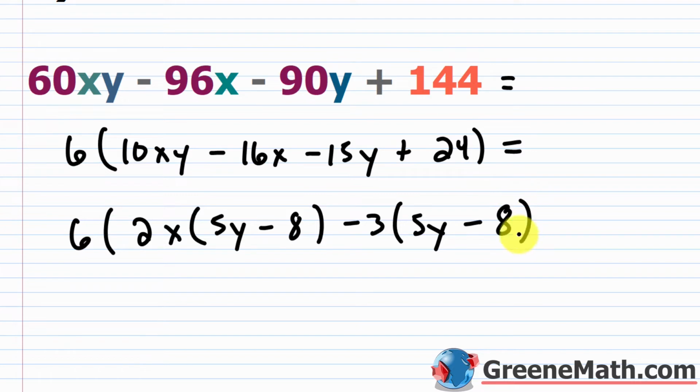So negative 8 is what you want there. So you see you have that common binomial factor of 5y minus 8. So in some cases, you've got to pull out the negative of the GCF. The GCF there was 3. The negative of that is what you've got to pull out so you can make it match.